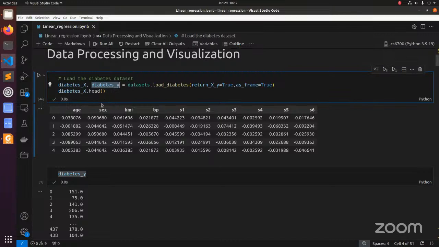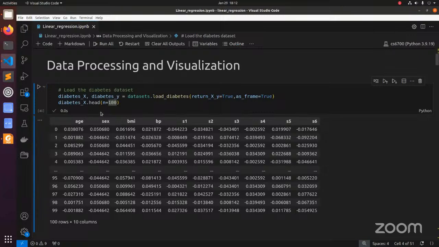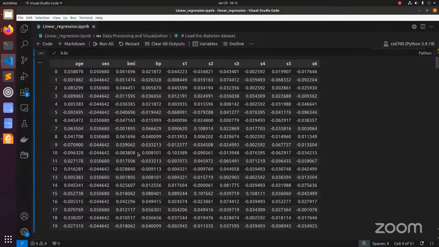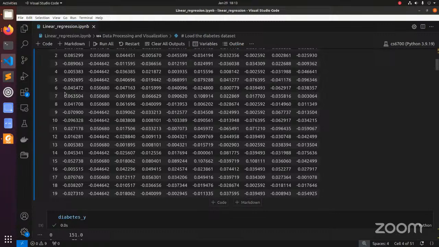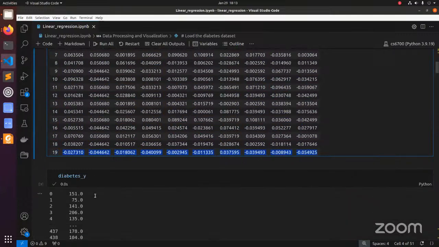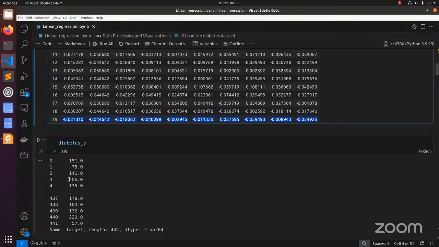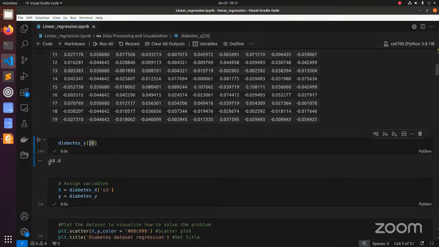And we have just printed the top five. If you set n equal to 100, you can actually see all 100 different samples. If you just set 20, you can see all 20 that are there. So these are the features of 20 people. Each row that you see is the features of a single individual, and the corresponding diabetes value is also available to you. So if you look at the 20th person, the diabetes value is 68.